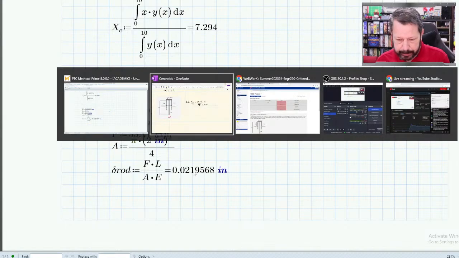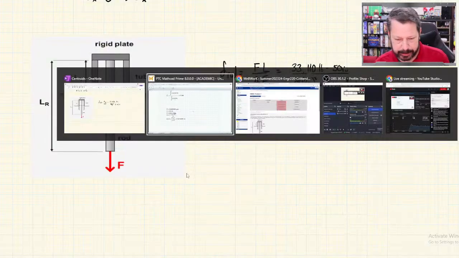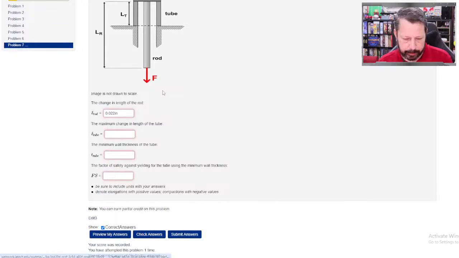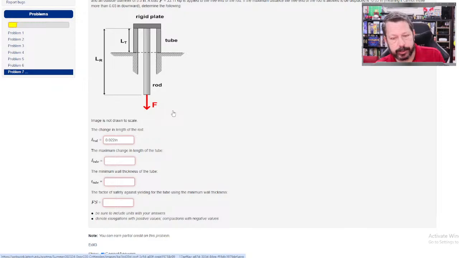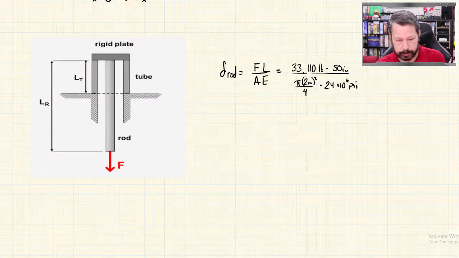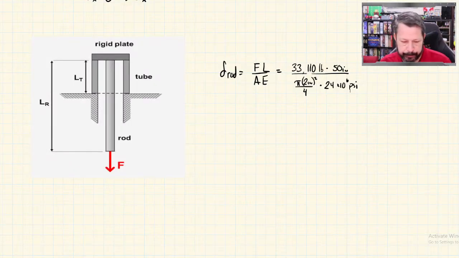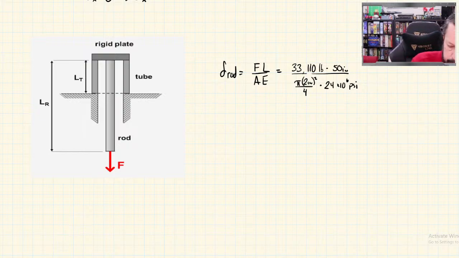Okay, now where's our problem statement? Now, the maximum change in length of the tube. Okay. So remember, the rod itself has stretched 0.22, but I have that the end of the rod can't go down more than 0.03. So I lost my pen. So I've already stretched the rod a little bit.